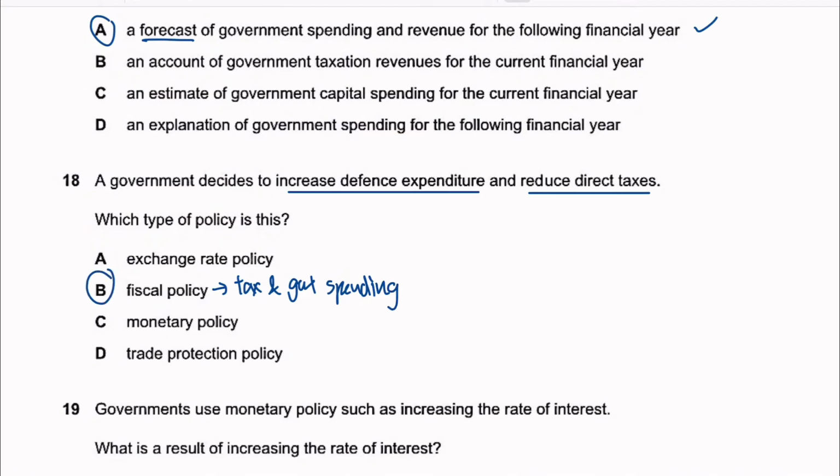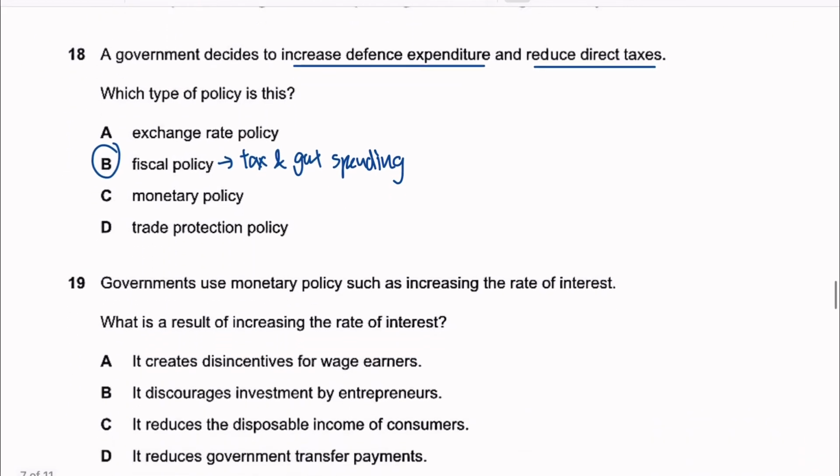So for exchange rate policy, you will often see keywords like appreciation, depreciation, or devaluation, revaluation. And then monetary policy involves interest rates, money supply, and exchange rate. And then trade protection policy will involve policies like tariff, quota, embargoes, and more. Yeah, so B is the answer.